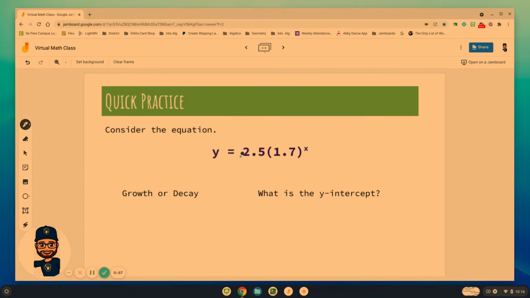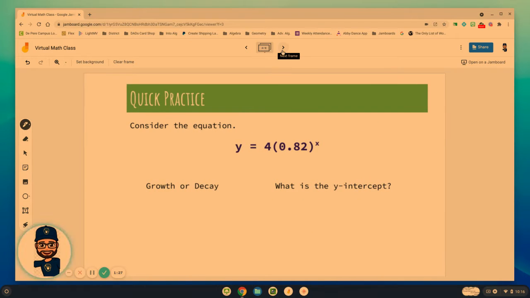Number 2, consider this equation. Is this growth or decay? And what is the y-intercept? Again, this is growth. This b value is greater than 1, so it has to be growth. The y-intercept, 2.5. That's our a value, and that's where we're starting. Maybe we've got $2.50, and it's growing by 1.7 every day. Who knows? Next one, growth or decay, and what is the y-intercept?